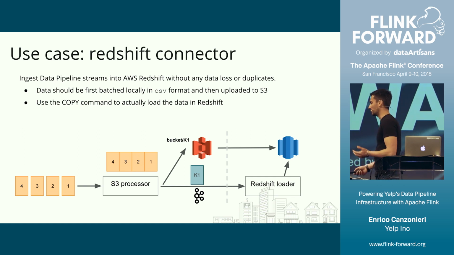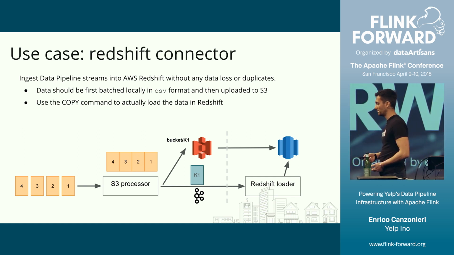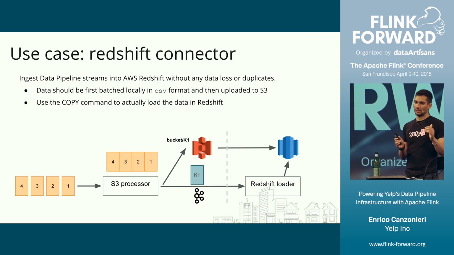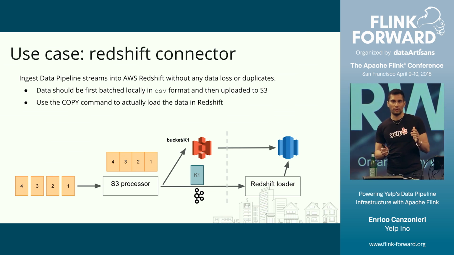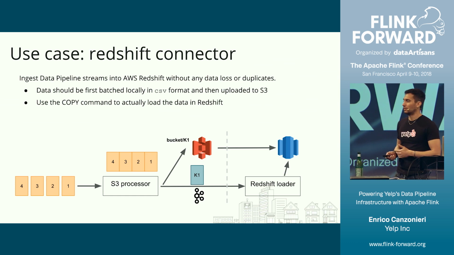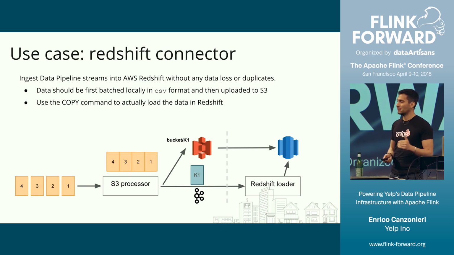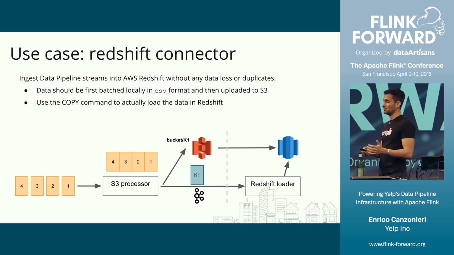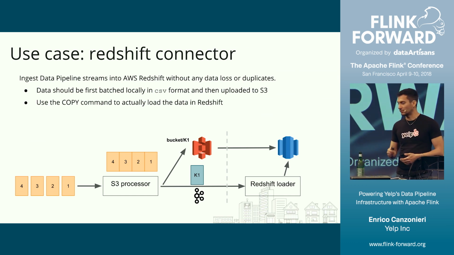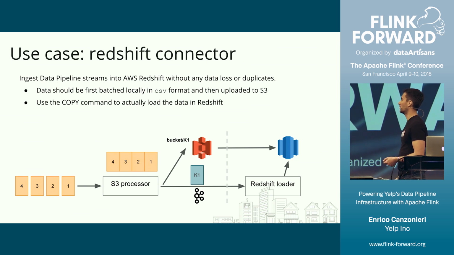If you think about this system, the way we actually implemented it was by organizing it into a two-stage architecture. The first stage, what I call here the S3 processor, will batch the messages from the stream as they arrive, batch the messages locally, and then once we reach a certain size or a timeout, this will upload the messages into an S3 bucket in CSV format.